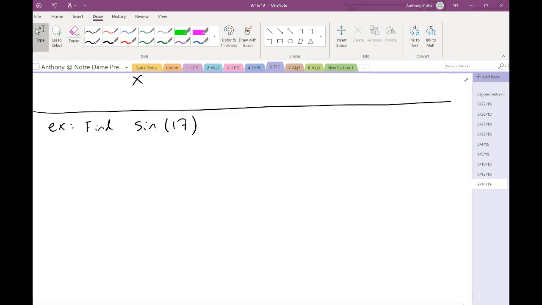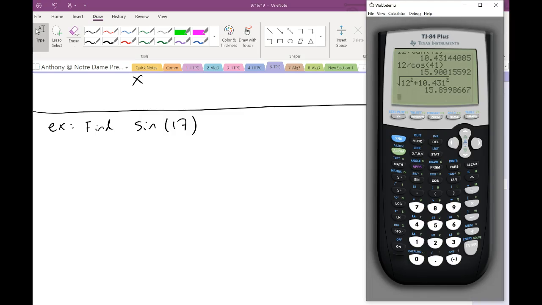So everybody take out their graphing calculator. Locate the sine button on your graphing calculator and type in sine of 17. How many of you are getting a number that's different than mine? Probably most of you, right? How many of you are getting a negative number?